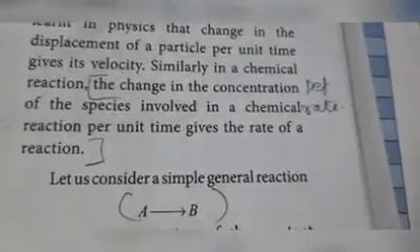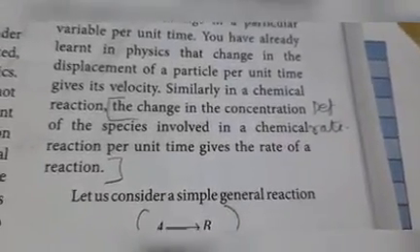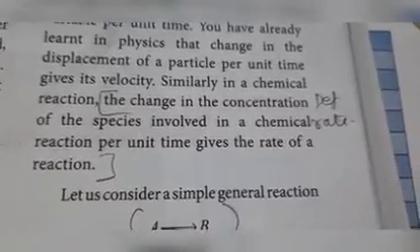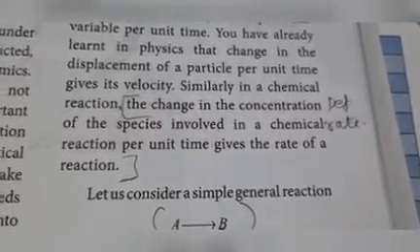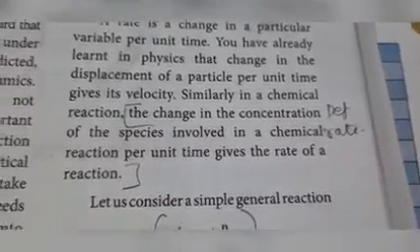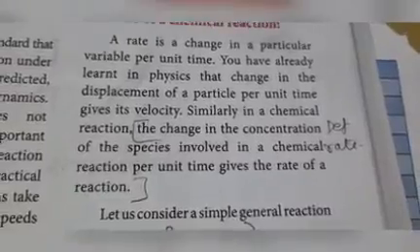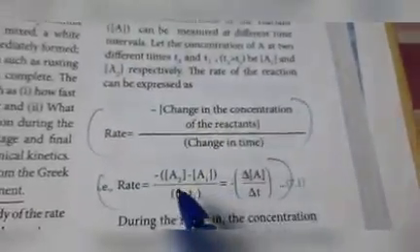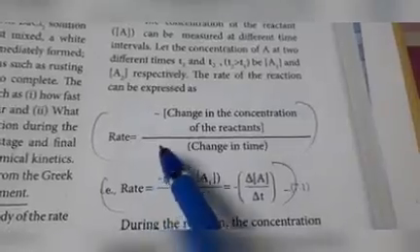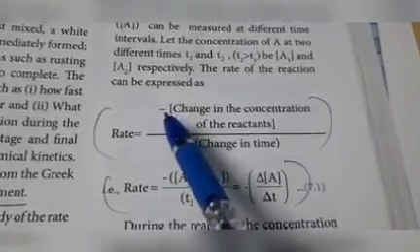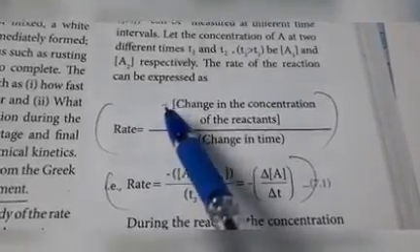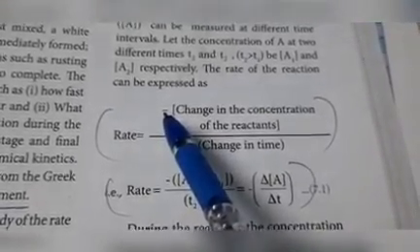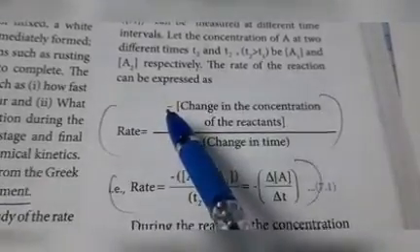So that is given in these three lines: change in concentration of the species involved in the chemical reaction per unit time. Here species means reactant or product. This is called rate. One example is given. Minus, because if the reaction proceeds the concentration of the reactant decreases. So this minus indicates the concentration of the reactant is decreased.